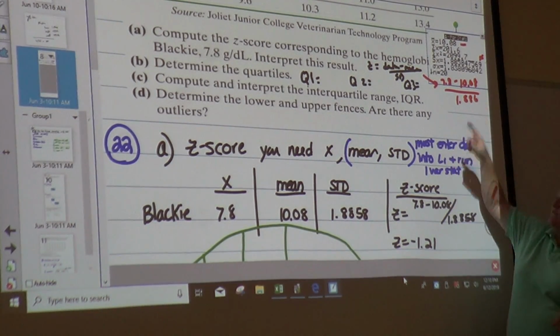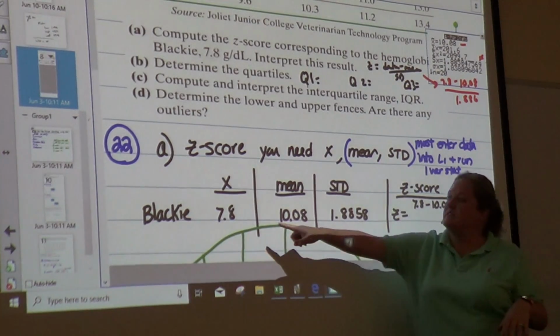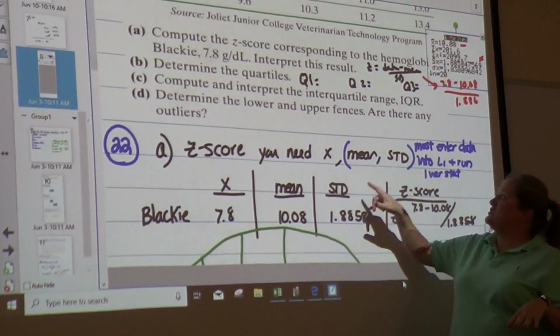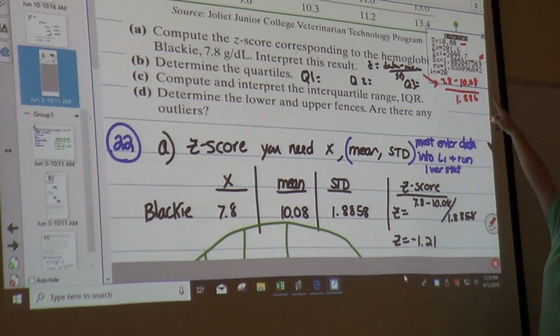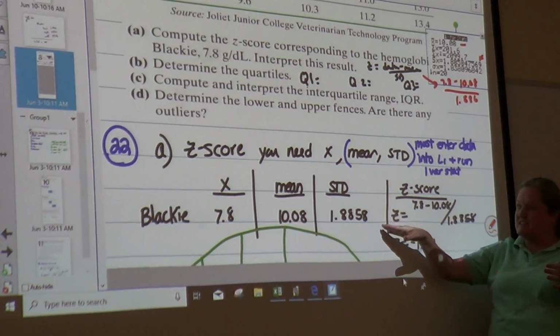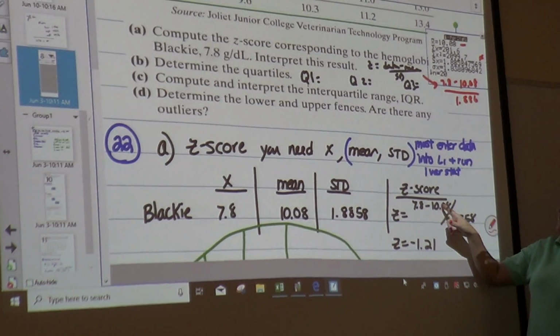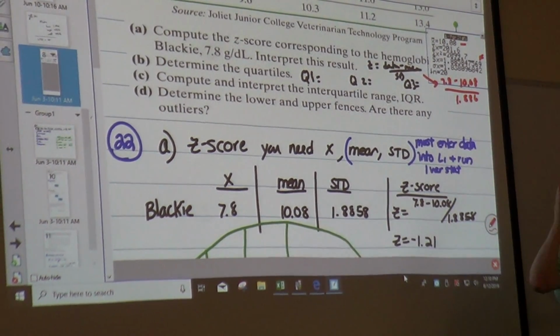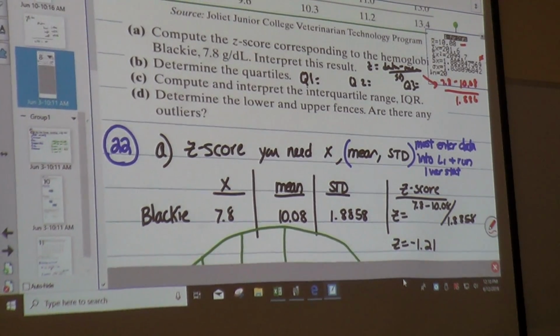So this is kind of that written out. My data was a 7.8, that was Blackie. My mean and my standard deviation I got by doing the 1-var stats. And then I just took it several places out and I did data minus mean over standard deviation and I got negative 1.21. Now tell me how Blackie relates to all the other cats.